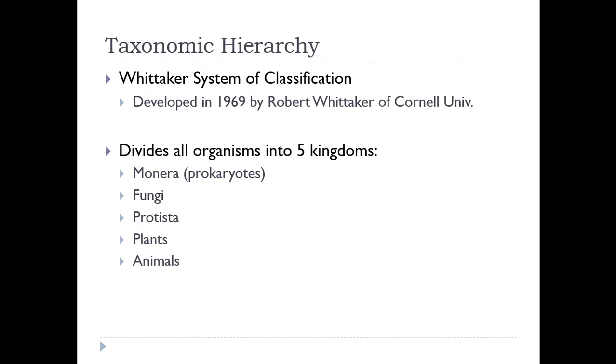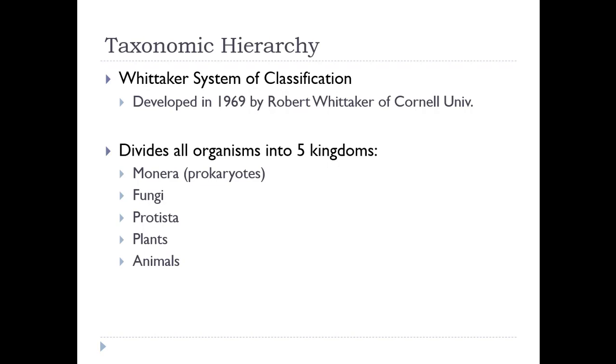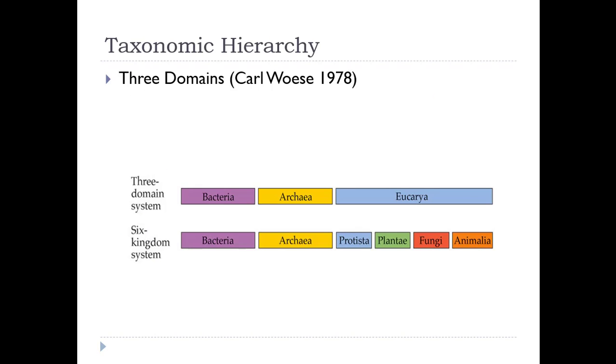Whittaker system of classification is what we used up until recently, where we divide all organisms into 5 kingdoms: the Monera or prokaryotes, the fungi, protista, plants, and animals. So we originally had the 3 domains, or wait, I'm going back on myself. So we had the 5 kingdoms, and we're, I guess, transitioning to a 3-domain system now. I guess things always have to change, right? So we have bacteria, archaea, which still get to keep their own system, but then protista, plants, fungi, and animals are all under eukarya now.